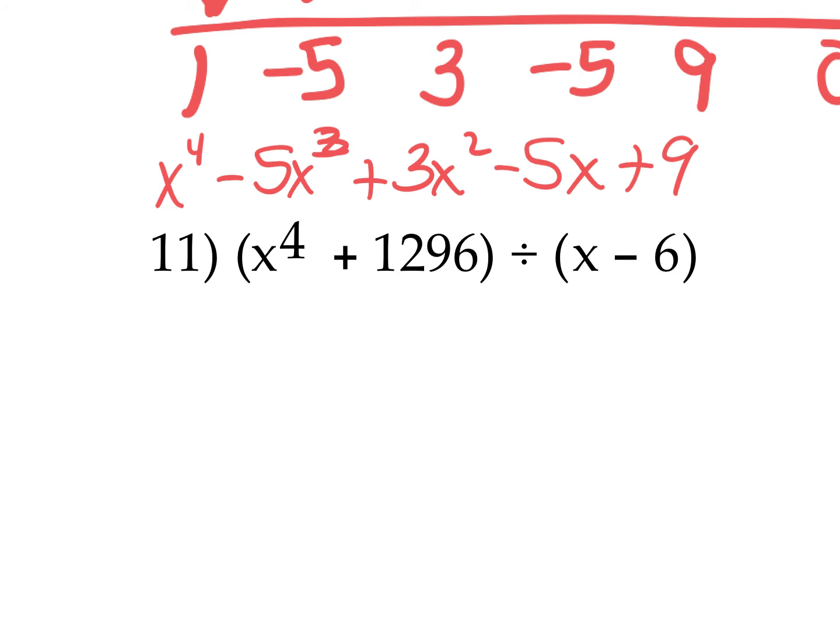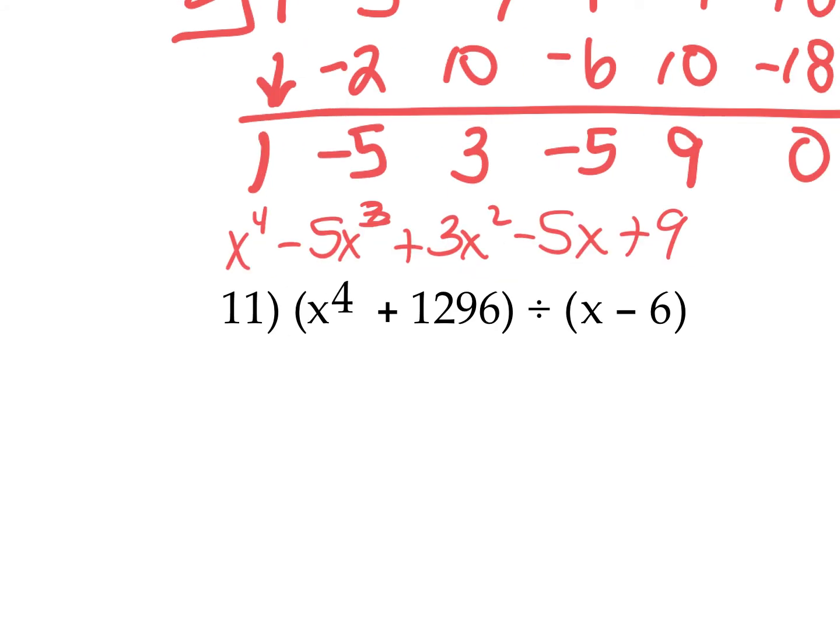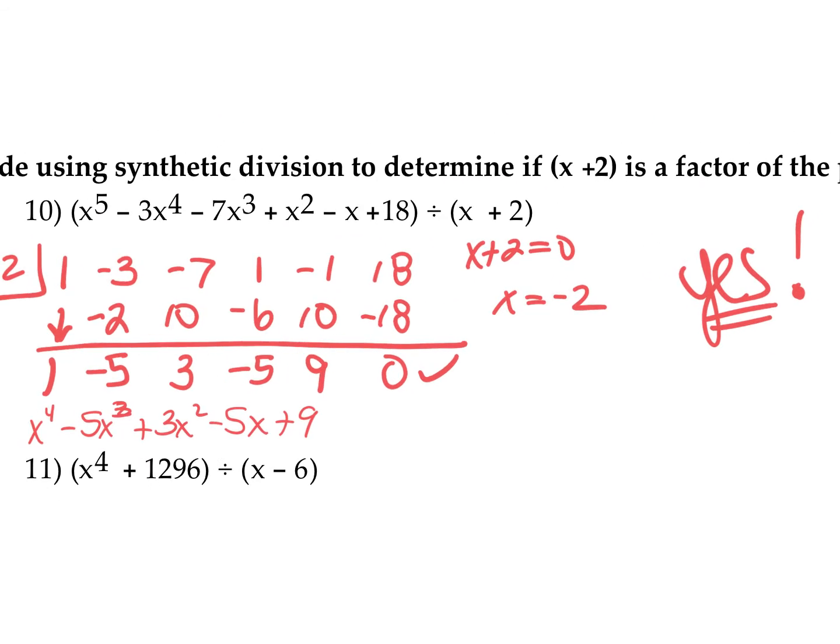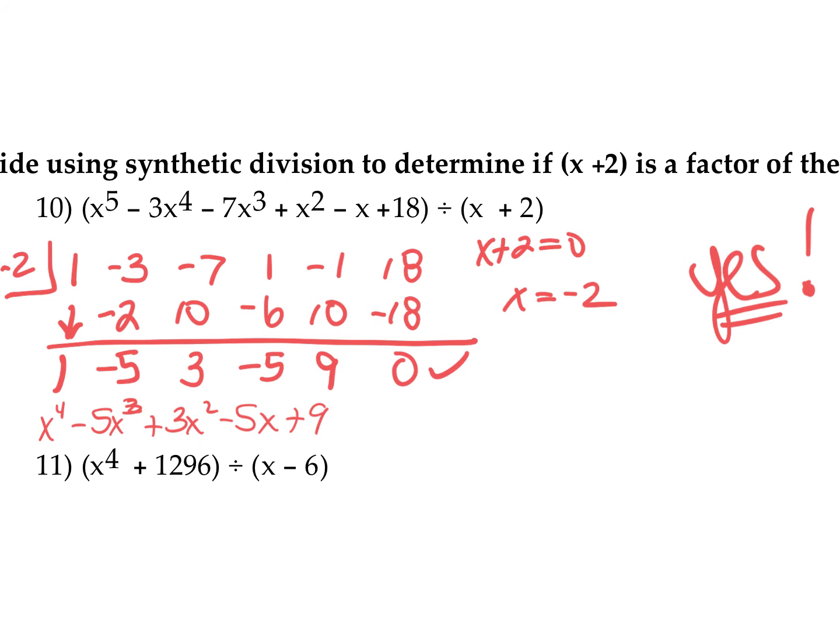If the question asks you like it did yesterday, all they're asking you here is, is this a factor? Yes or no? So the last question that I'm going to show you, number 15, is going to say, use the rational root test to find all of the factors. They're not asking you for all of the factors. They're asking you, is x plus 2 a factor or not? Is x minus 6 a factor or not? If it gave us that and then find the remaining factors, you would do synthetic division again.